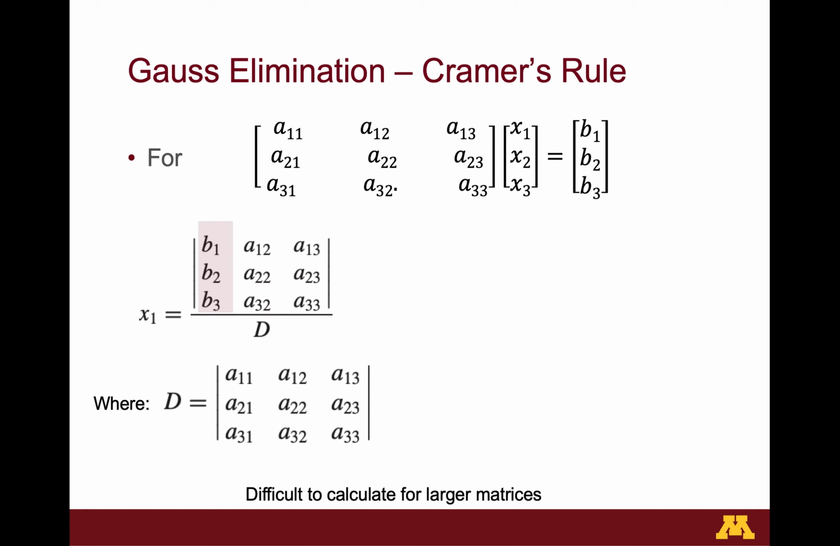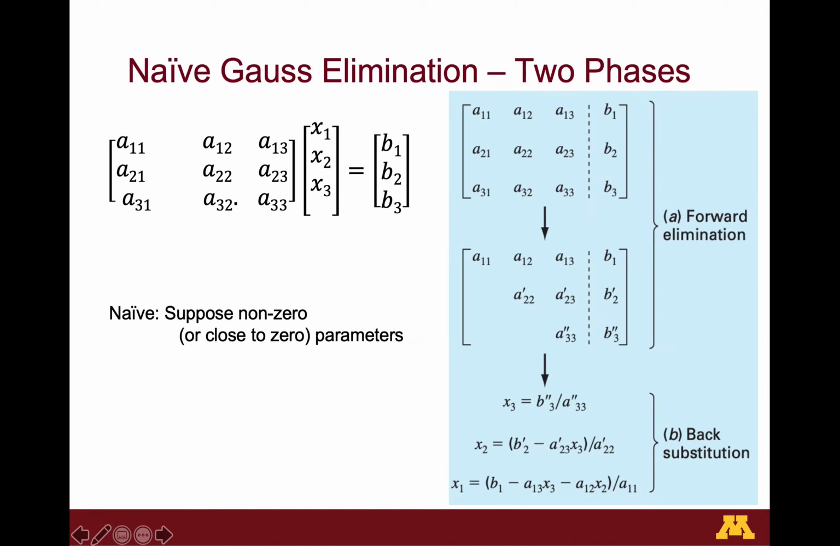For those of you who are not familiar with determinants of matrices, please refer to the textbook chapter 9.1. And the numerator is the determinant of a new matrix formed by the B column vector and the second and third columns of matrix A. Similarly, we can calculate x2 and x3 and solve this equation set. However, it is difficult to calculate for larger matrices. To solve equation problems with more than three equations, we need to explore other ways.